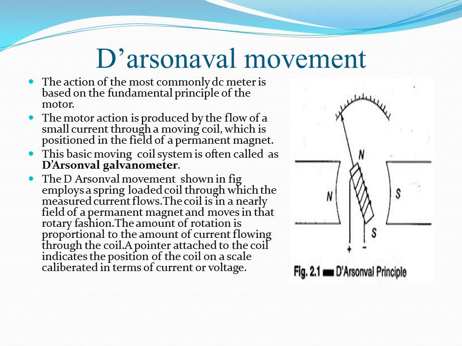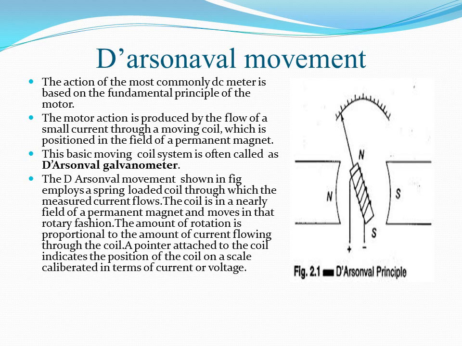Here in the figure you can see there is a coil which is positioned in the field of a permanent magnet, and it moves with the help of a small current through it. So this is the basic principle of the D'Arsonval galvanometer.